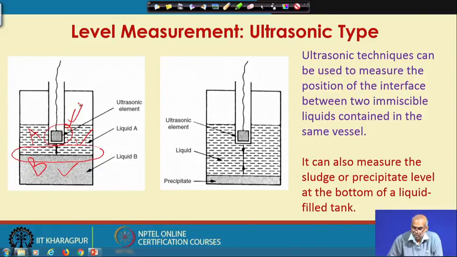Similarly, we can also measure the sludge or precipitate level at the bottom of a liquid filled tank. This becomes useful when you are storing a dirty liquid or a liquid containing sludge which can precipitate at the bottom of the tank. So, we can find out the precipitate level. So, if we do this measurement periodically, I will be able to find out how much precipitate at the bottom of the tank is getting accumulated.